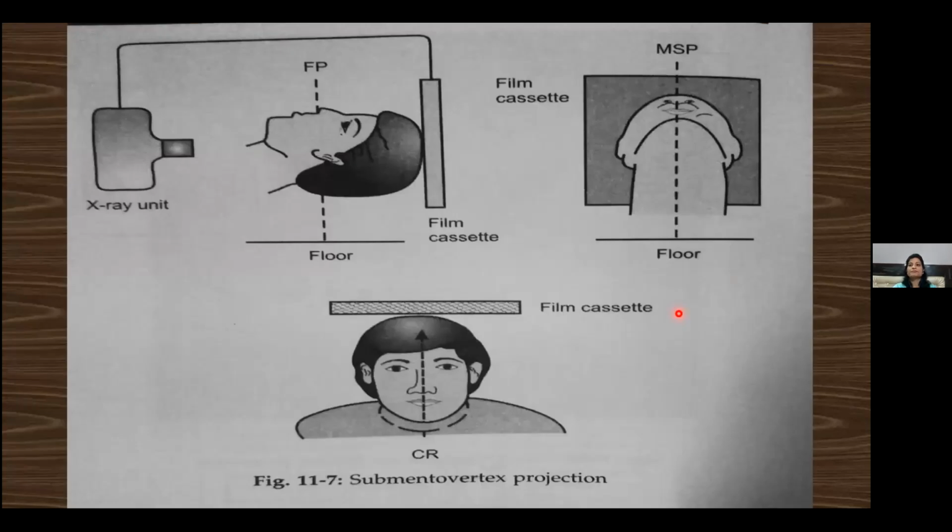Repeat again. Transverse plane projection. The film is placed parallel to the transverse plane of the patient. The neck is extended as far backwards as possible. Central X-ray is directed from the submental region towards the vertex of the skull. It passes 2 centimeters anterior to a line connecting the right and left condyles. Clear?